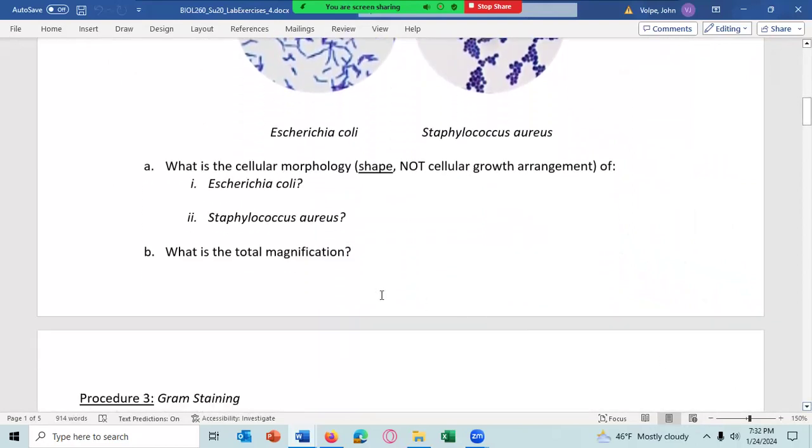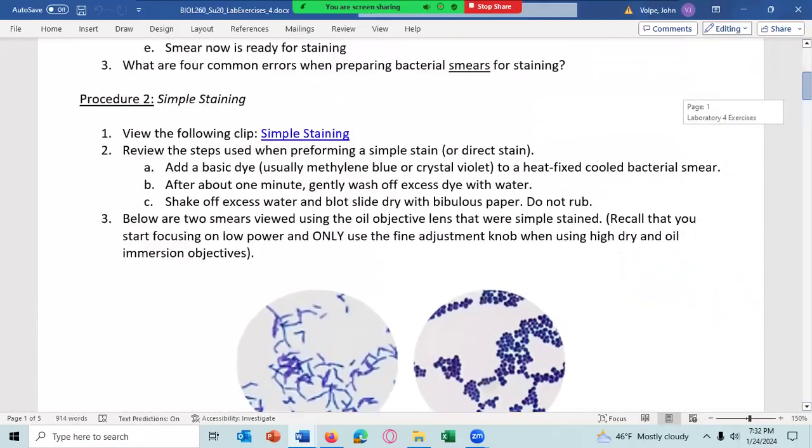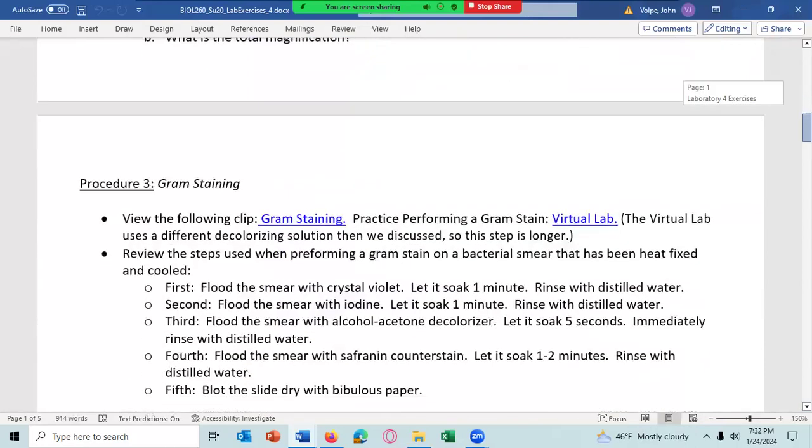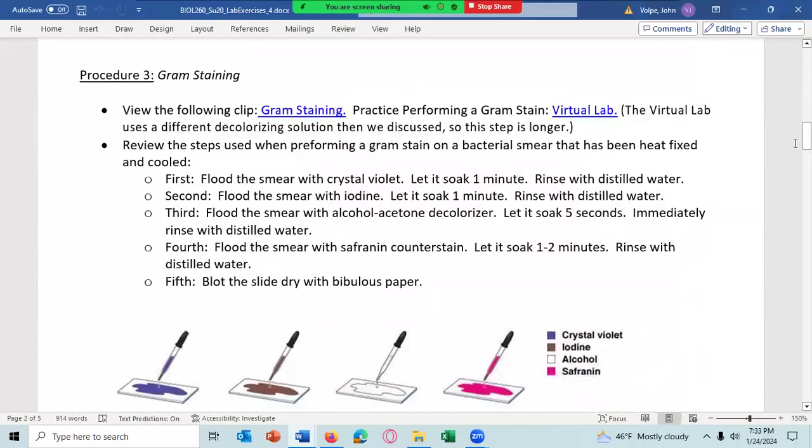All right, and then 3B, what is the total magnification used for these specimens or slides? And you can get that by looking to see which objective lens we used. In procedure 3, you're going to be learning about the gram stain. We have a video clip on performing the gram stain, and then you will be practicing performing the gram stain with the online virtual lab.